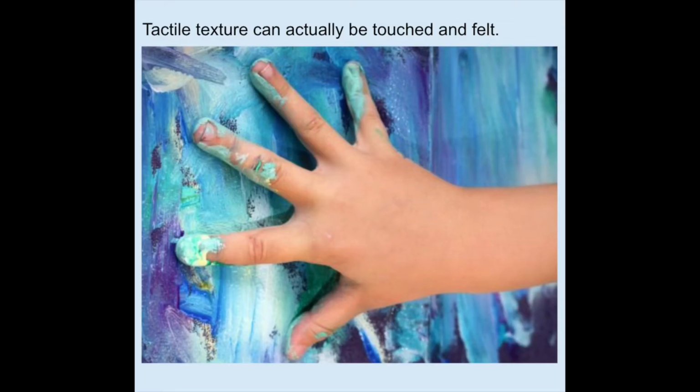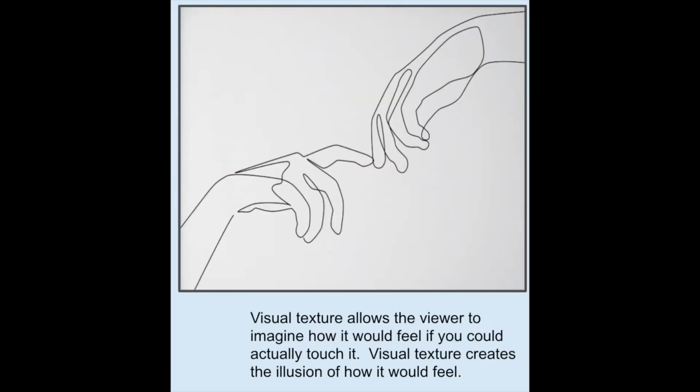Again, let's think about the fact that you can actually touch or feel some textures, and other textures you have to be the visual viewer. Artists create visual texture to allow the viewer to imagine how it would feel if you could actually touch it. You may have heard that magicians are masters of illusion.